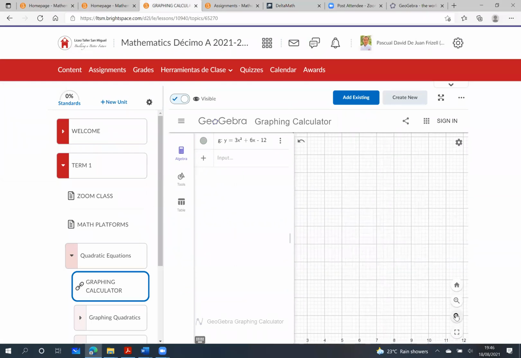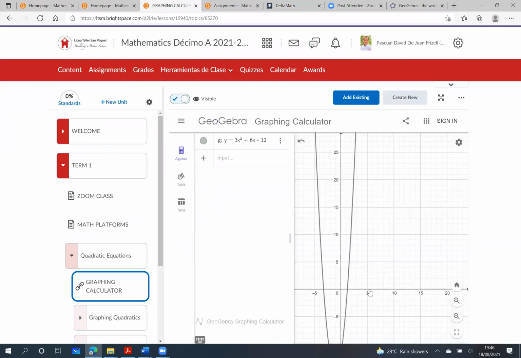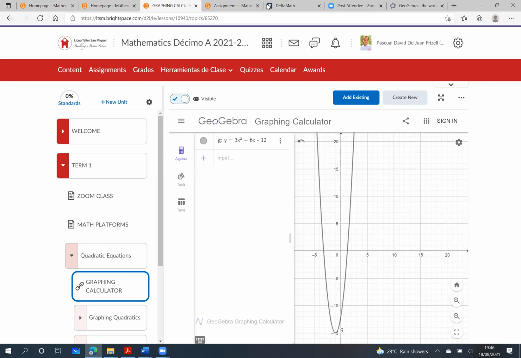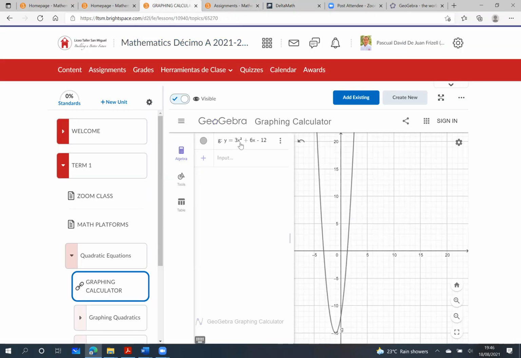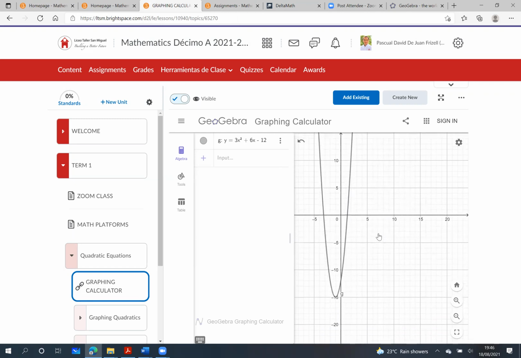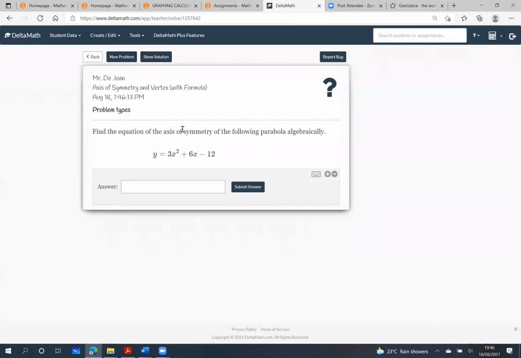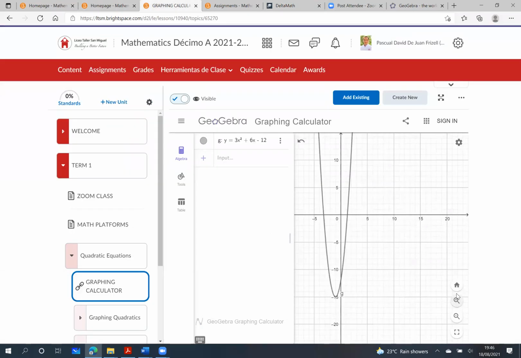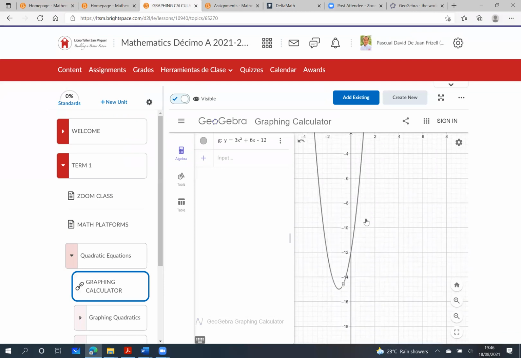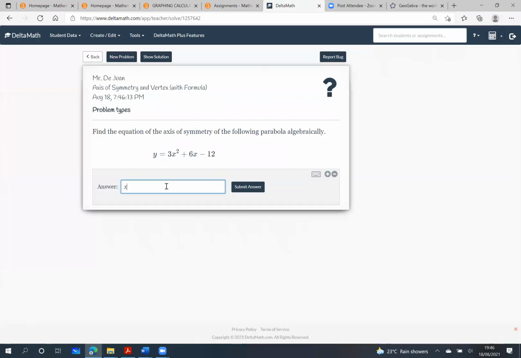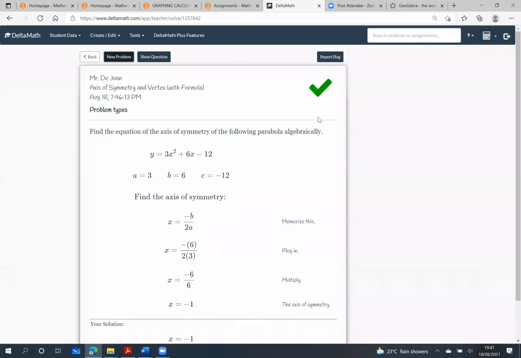Negative, let's see. If I zoom out, did I type this one in correctly? No, I did not. 3x squared plus 6x minus 12. Axis of symmetry. Well, you just have to look at the graph and say where the axis of symmetry is. It looks like it's at x equals negative 1. You can always just do this on the graphing calculator. X is equal to negative 1.